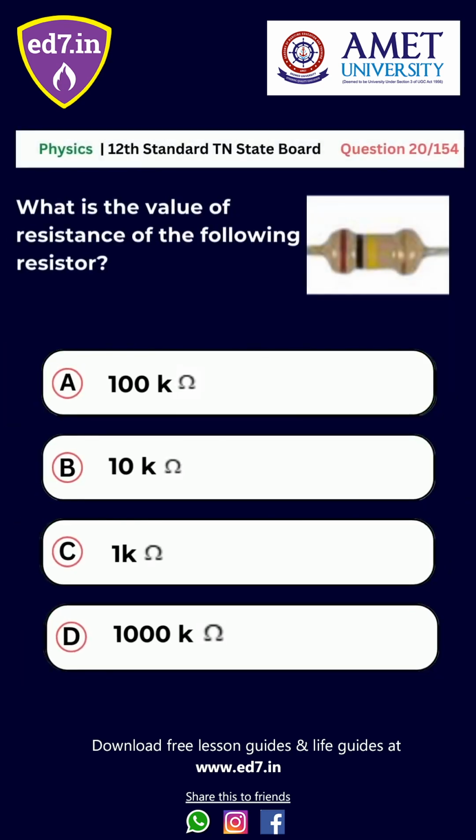Question number 20. What is the value of resistance of the following resistor? Option A, 100 k ohm, B, 10 k ohm, C, 1 k ohm, D, 1000 k ohm. The right answer is option A, 100 k ohm.